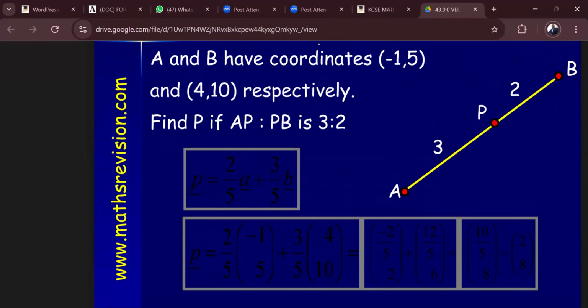The question will be: find the position vector of point P. You are given point A at the start and point B, and there is the ratio, then you're supposed to determine the point which divides the line in that given ratio. So write that.